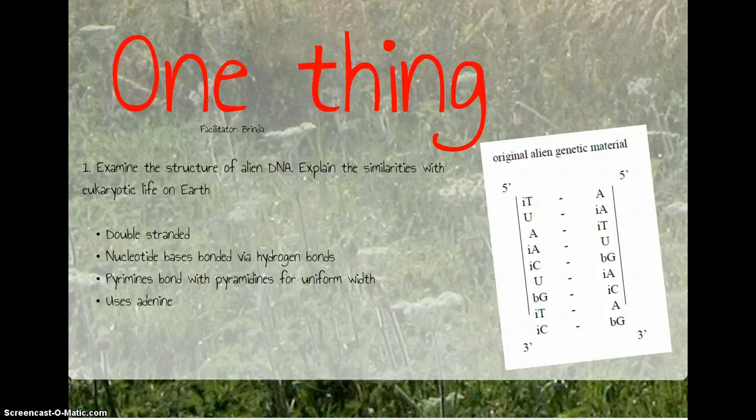Okay, so we had 3 projects to do about facilitating such things. The first part of that was examining the structure of the alien DNA that we were given, and we had to explain the similarities with the eukaryotic life you could find on Earth. So here on the right, you can see the original alien genetic material. We know it's double-stranded, and that the nucleotides bond via hydrogen bonds, shown here as these dashes, and the purines bond with the pyrimidines for uniform width, and they used adenine, which is kind of the only nucleotide in common, which we can go into more detail right now.